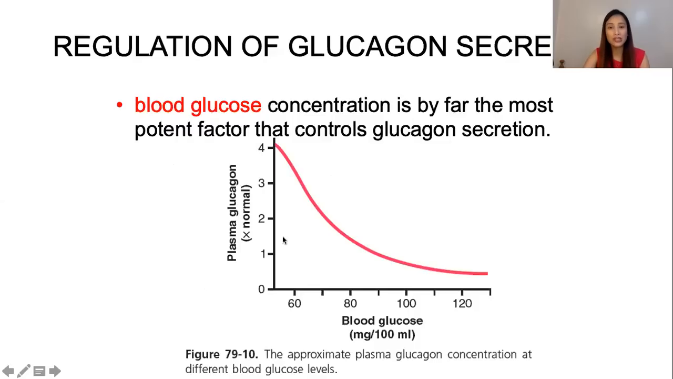So how do we regulate it? Just like insulin, it's also blood glucose. That is the most important stimulus for the secretion of your glucagon. For example, remember this graph: in the x-axis, you have your blood glucose. In the y-axis, you have your plasma glucagon. If your blood sugar is very low, your glucagon is increased. Why? In order to raise blood glucose level. But if your blood glucose is within the normal range, usually the secretion of glucagon is just low. Okay?